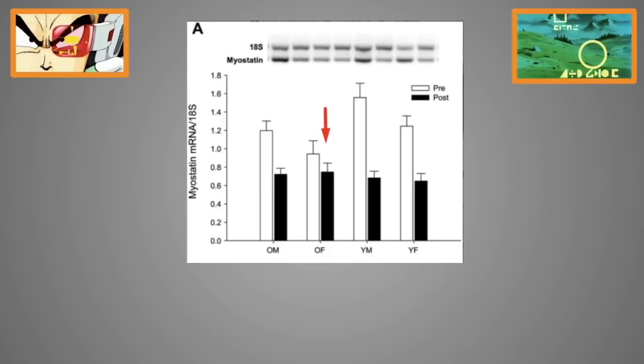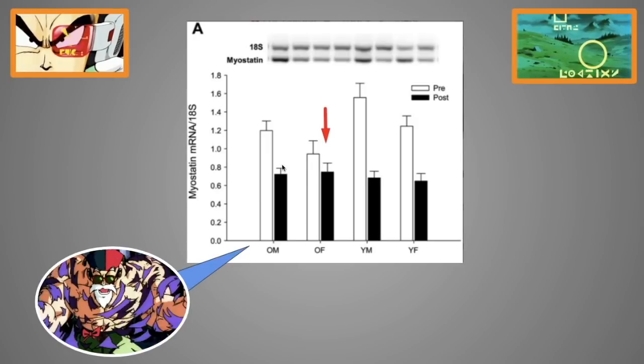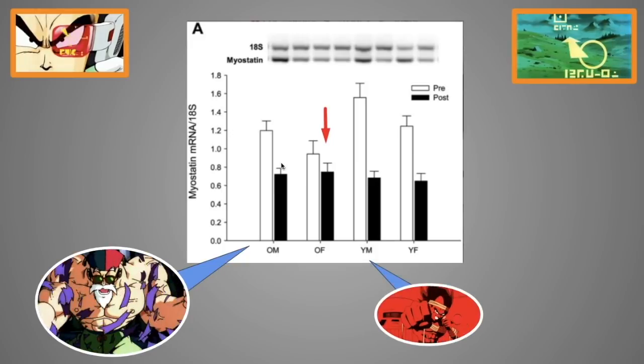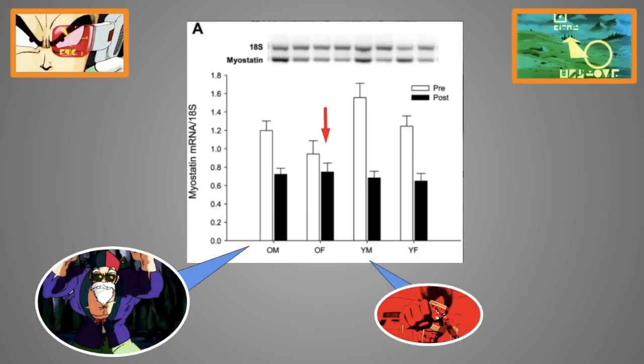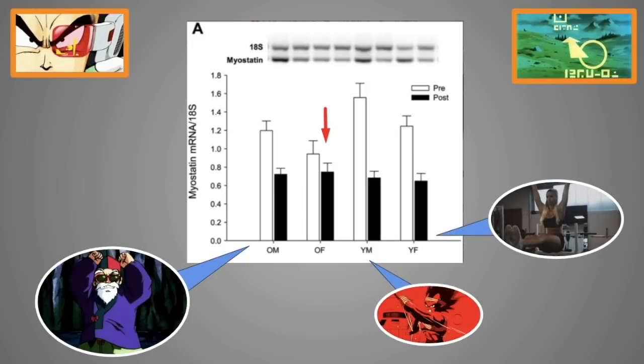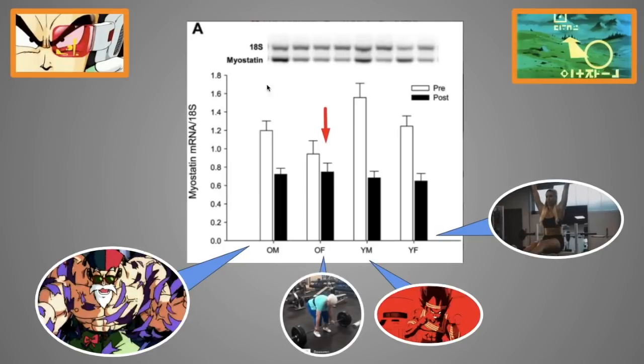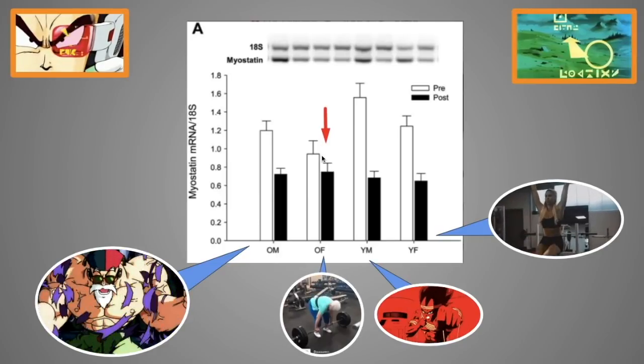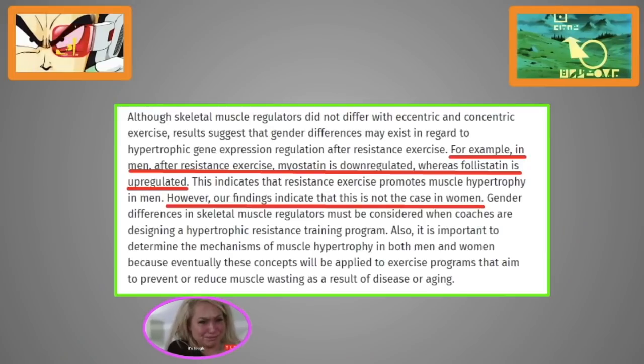Myostatin is also the reason old women put on a lot less muscle than young men or old men after training, mainly because they have a hard time lowering myostatin even when they train. As you can see here, old men have a big drop in myostatin after training. Young men have the biggest drop, which is why young men put on muscle so fast. Young women have a decent drop, but old women struggle to lower myostatin, which is why they struggle to put on muscle mass. And several other studies confirm this, as you can see here.